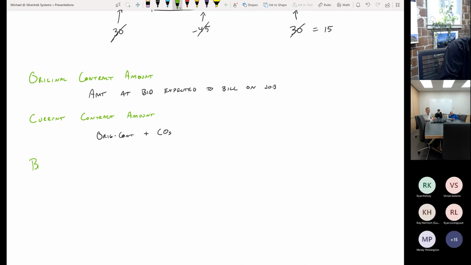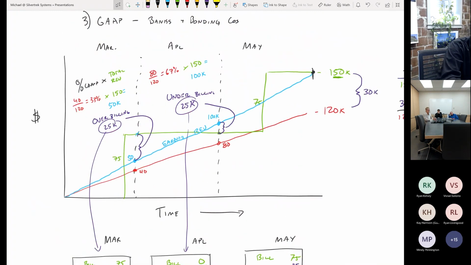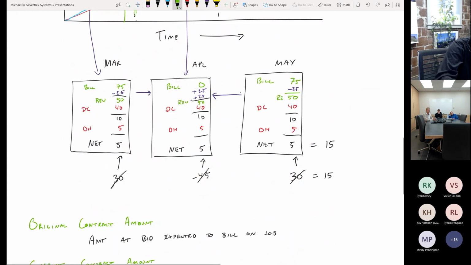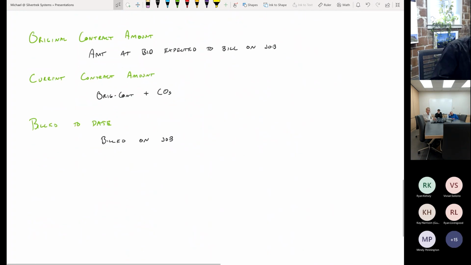Next term is our build to date. This is the sum total of how much you've billed on the job. So our build to date, if we would go back up to our graph here, it's getting a little bit messy at this point, was $75,000 as of the end of March. It was also $75,000 at the end of April. Finally, at the end of May is when it jumped up to $150,000. So our build to date is how much has been billed on the job total, cumulative amount.